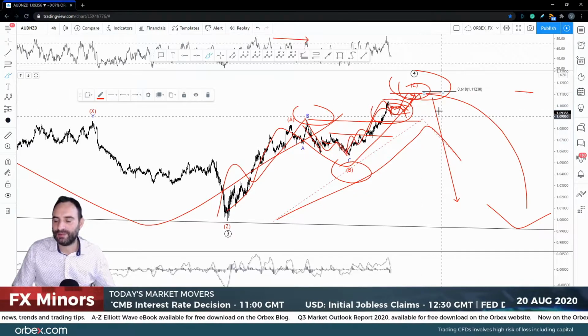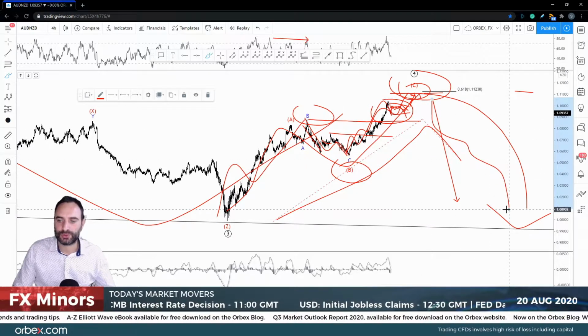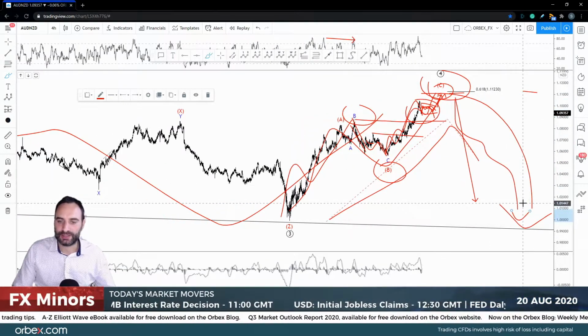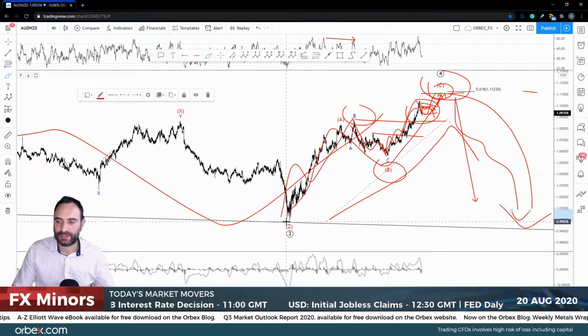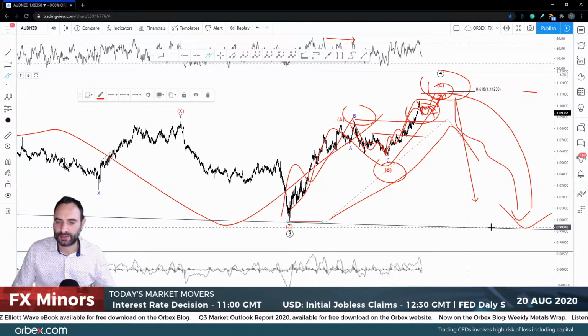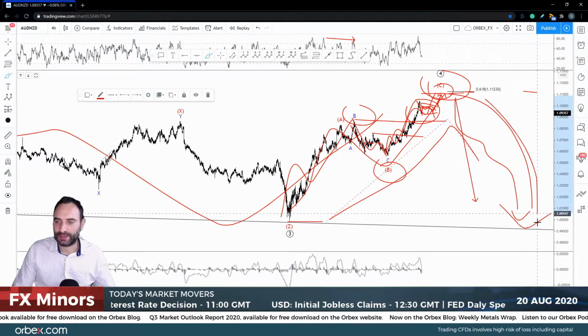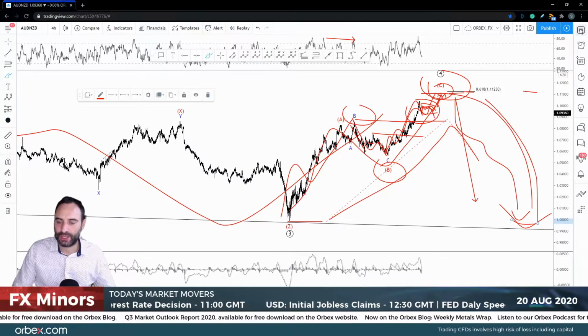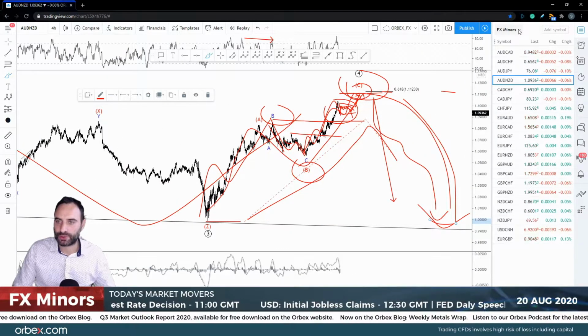And from 111.23, I will be looking for signs to start taking some shorts, because this 5th wave is actually a very good opportunity. We're talking about like 2,000 pips or so. So I would keep an eye on how it performs as well.